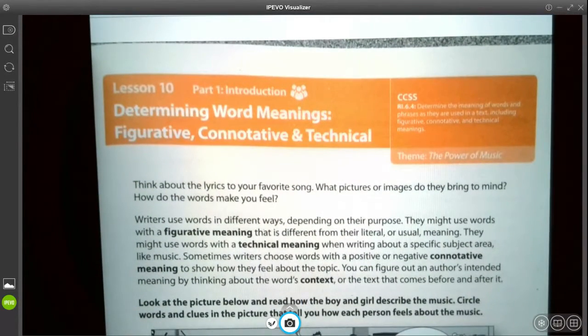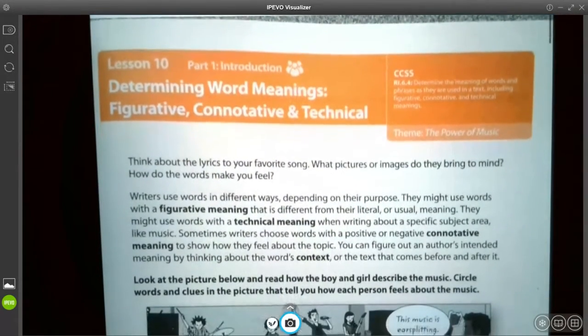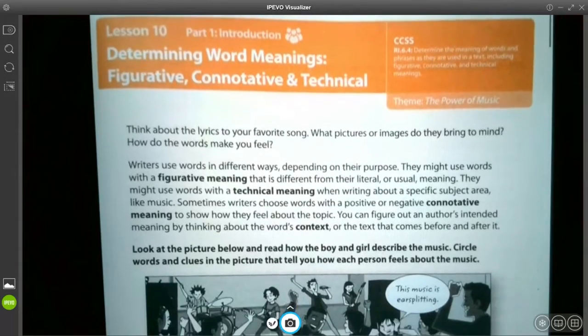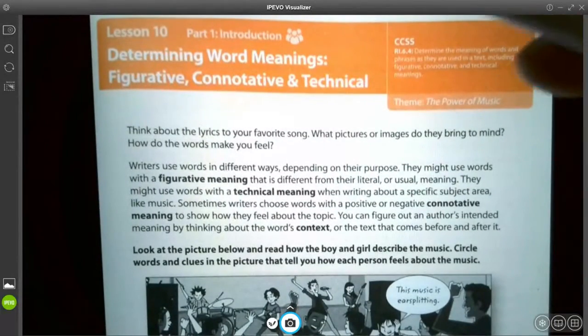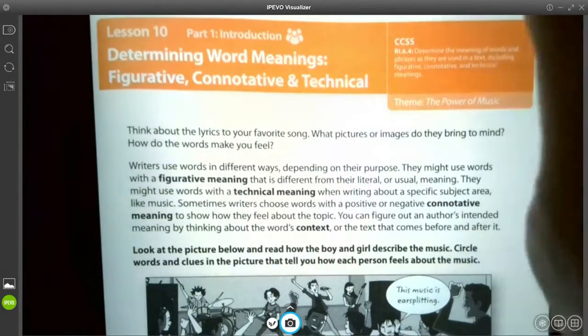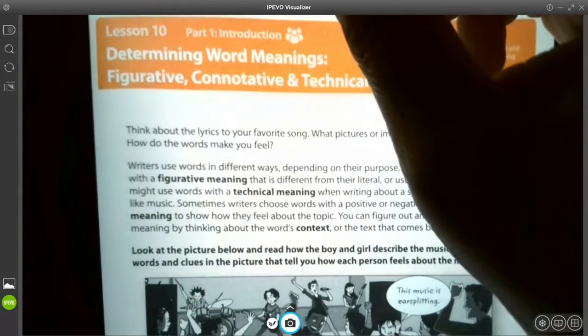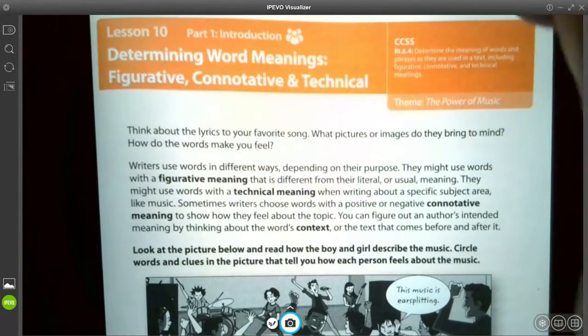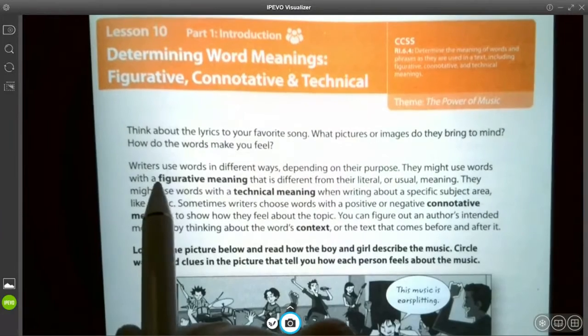Think about the lyrics to your favorite song. What pictures or images do they bring to mind? How do the words make you feel? Writers use words in different ways depending on their purpose. They might use words with a figurative meaning that is different from their literal or usual meaning.